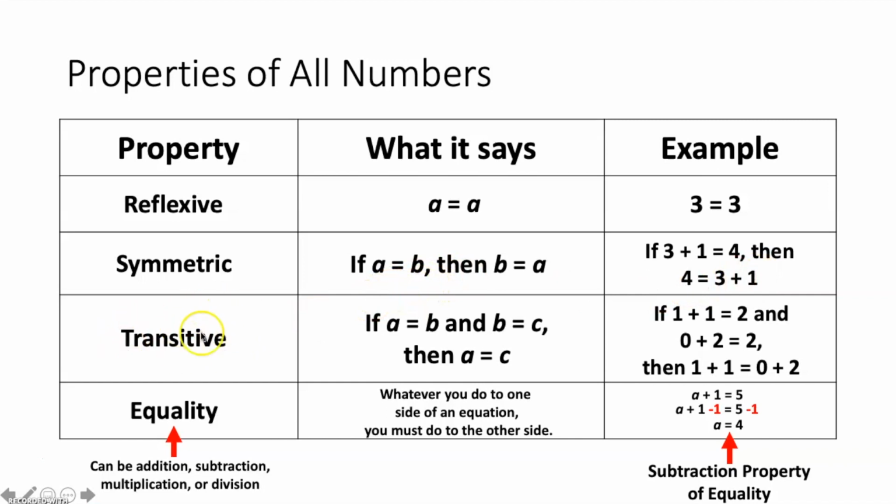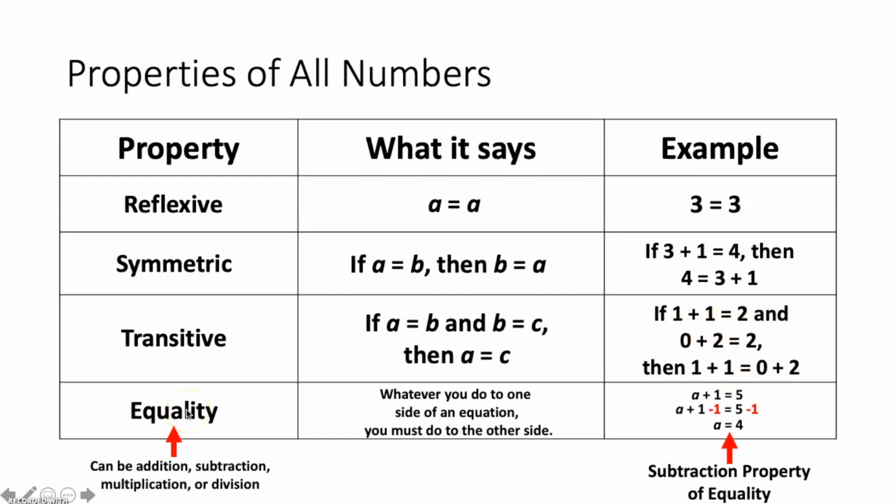The transitive property. This comes up all the time. So if A equals B, and we know that B equals C, then we know that since they both equal B, that A has to also equal C by the transitive property. So for our example, if 1 plus 1 equals 2 and 0 plus 2 equals 2, then we know that 1 plus 1 has to equal 0 plus 2 because they both equal 2, and that checks out.